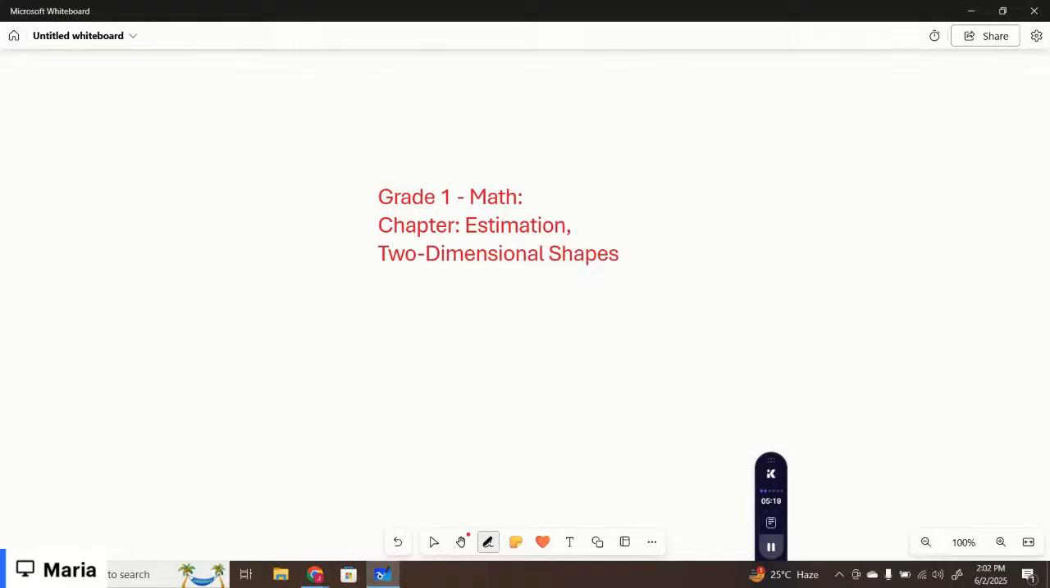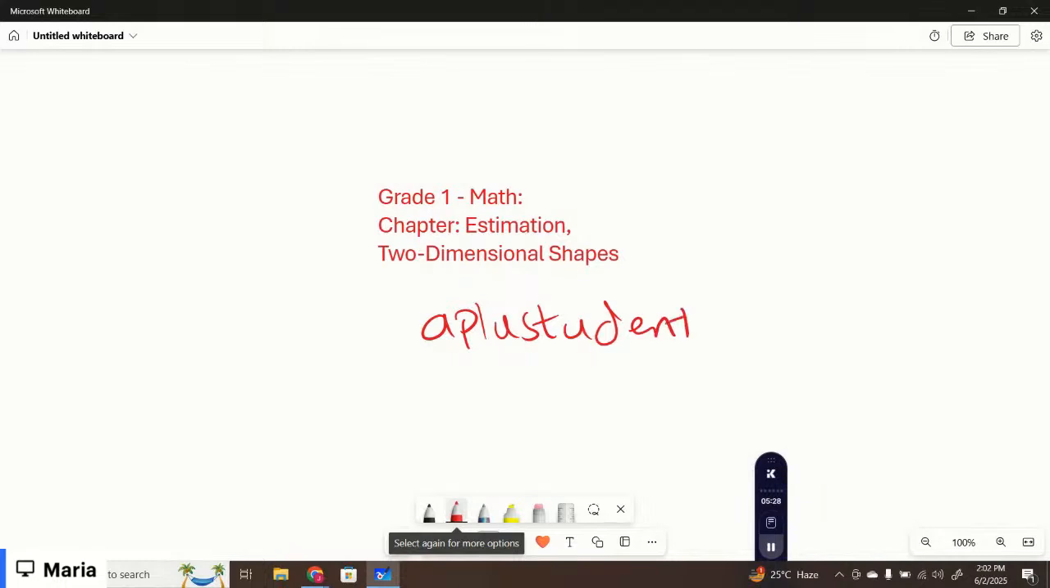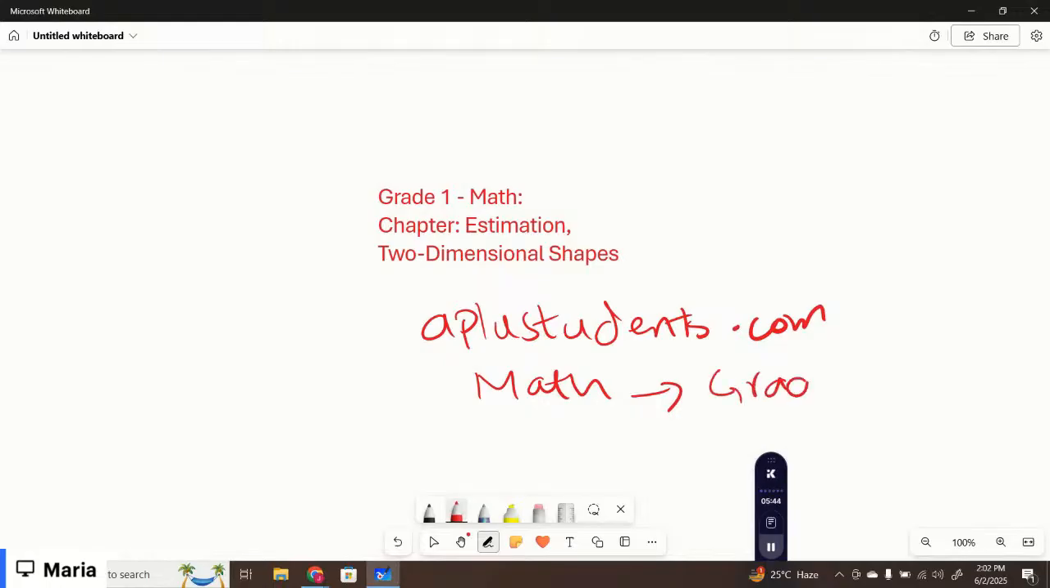You can find all the lessons at A plus students.com. You have to log in there using your email address and the password provided by the administrator. Then you have to select math from the subject tab, scroll down to grade one math, and then click on view all lessons. There you can find a list of the chapters.